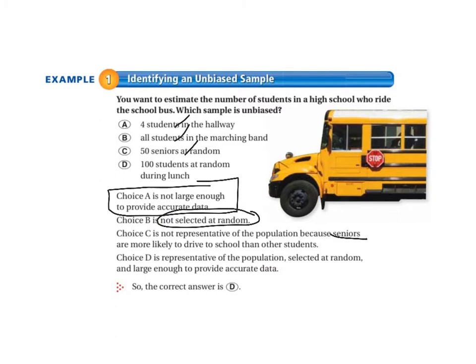Choice D is representative of the population because it's selected at random and it's large enough to provide accurate data. There's 100 students, and they're just a random group of students during lunch. So the correct answer would be D.